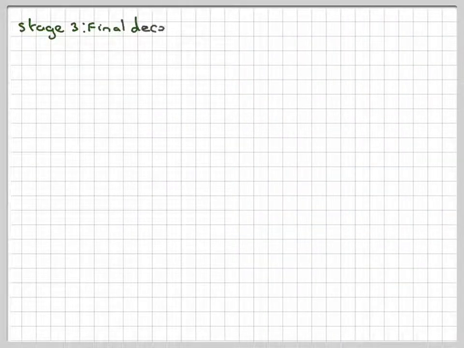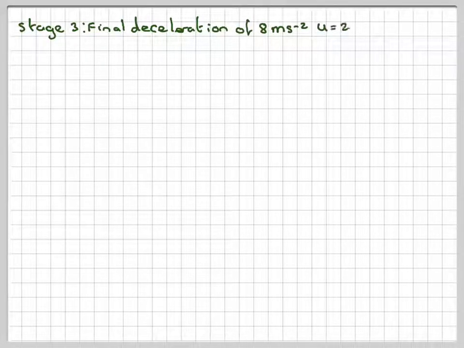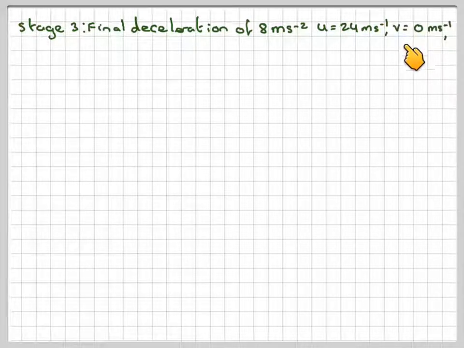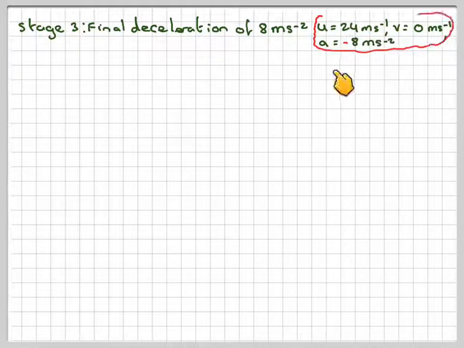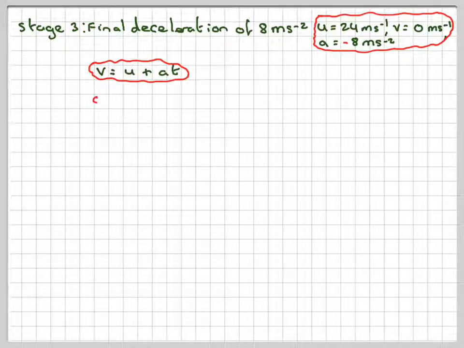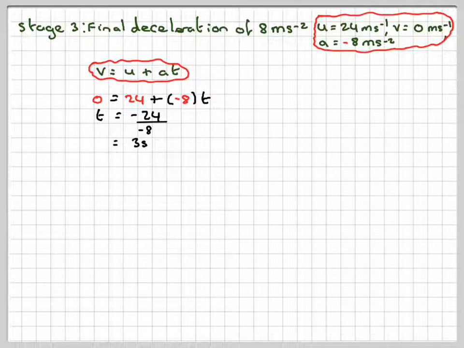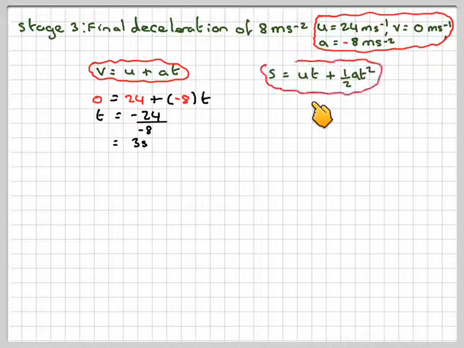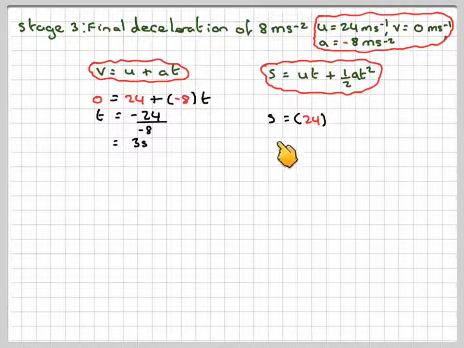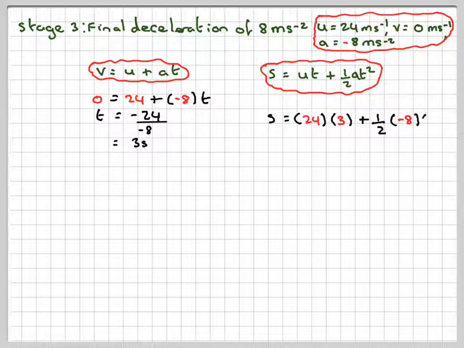In the final stage, stage 3, the final deceleration of 8 meters per second squared, u is 24 meters per second. The final velocity will be 0 because it comes to rest, and a will be minus 8 meters per second squared, minus because it's a deceleration. So we've got v is equal to u plus at. So 0, this will help me find a value of t. 0 equals 24 plus minus 8 times t. So that gives me that t is minus 24 divided by minus 8, which is 3 seconds. And then again, using s is equal to ut plus a half at squared, we're going to have that s is 24 times my time of 3 plus a half times minus 8 times 3 squared. So that will give you 36 meters.